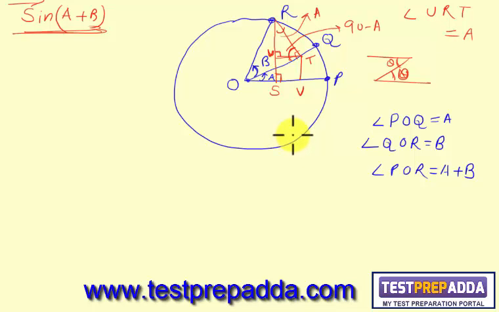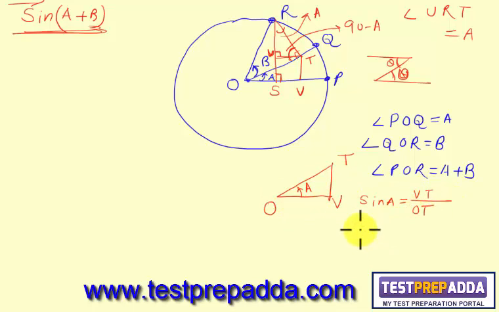Now, if I ask you with the help of triangle OTV, tell me sine and cos of this angle A. So sine A will be what? Perpendicular, that is VT, upon hypotenuse, that is OT. Okay, what will be cos A? Cos A will be OV upon OT.